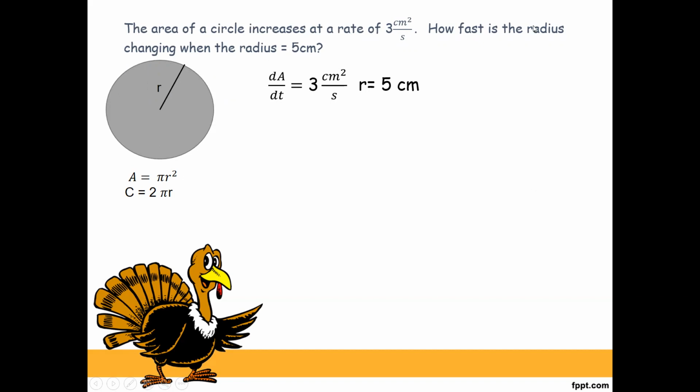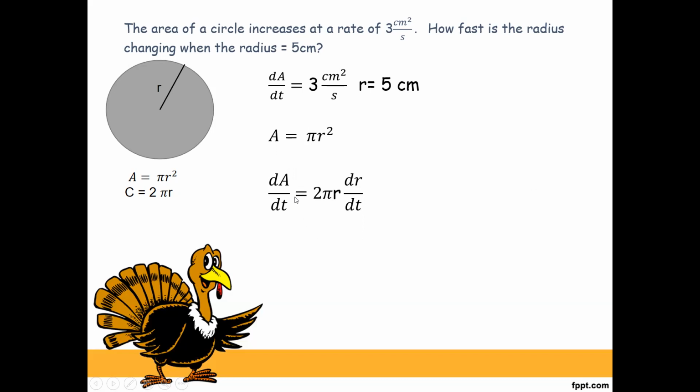So when we write down the information that they give us, we know that the change in area with respect to time is 3 centimeters squared per second, and the radius is 5. So we're going to use that area formula. Area equals pi r squared. Now we're going to take the derivative of both sides. So the derivative of A is dA/dt. The derivative of pi r squared would be 2 pi r dr/dt. There we have, we take that 2, throw it in front, subtract 1, and tack on the dr/dt.